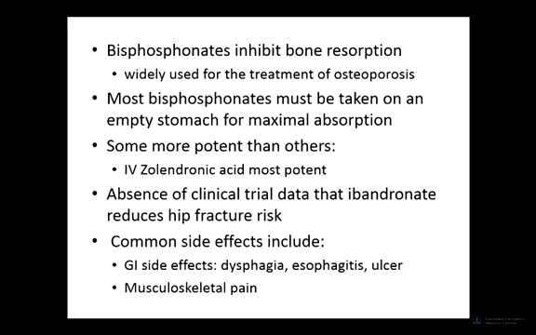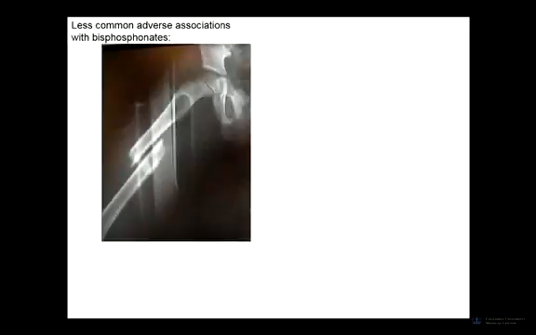The common side effects include GI side effects, including dysphagia, esophagitis, and ulcer, and musculoskeletal pain. And the less common adverse associations with bisphosphonates are the following. Does anybody know what this is? Yes, it's an atypical fracture. We call it a chalk break because it breaks like a piece of chalk. And these are the two parts of her femur or his femur. It's a subtrochanteric hip fracture.